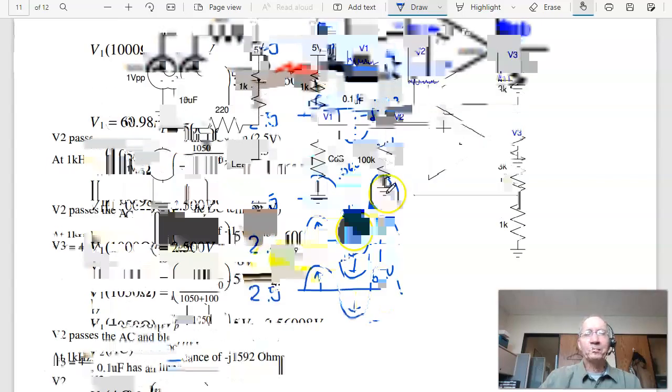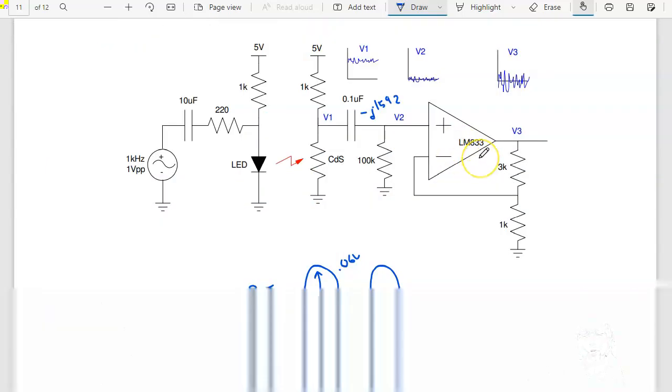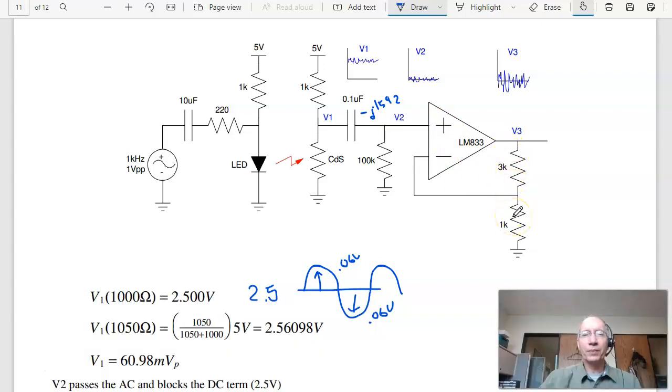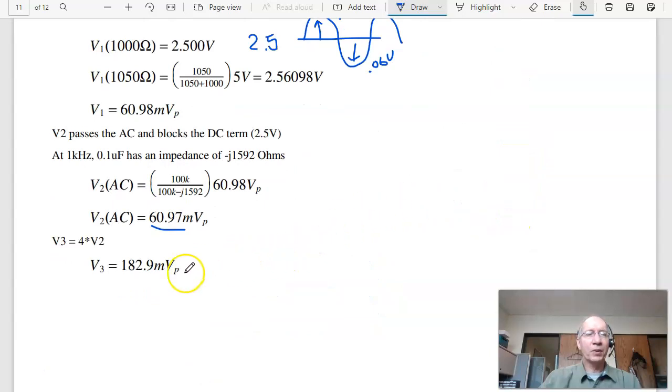Then the amplifier. This will amplify the AC signal. There is no DC component. So it amplifies the AC component by 4. So at V3, I have no DC and 182 millivolts peak to peak. Or correction, 182.9 millivolts peak AC, got to get the units right. This is a peak voltage.